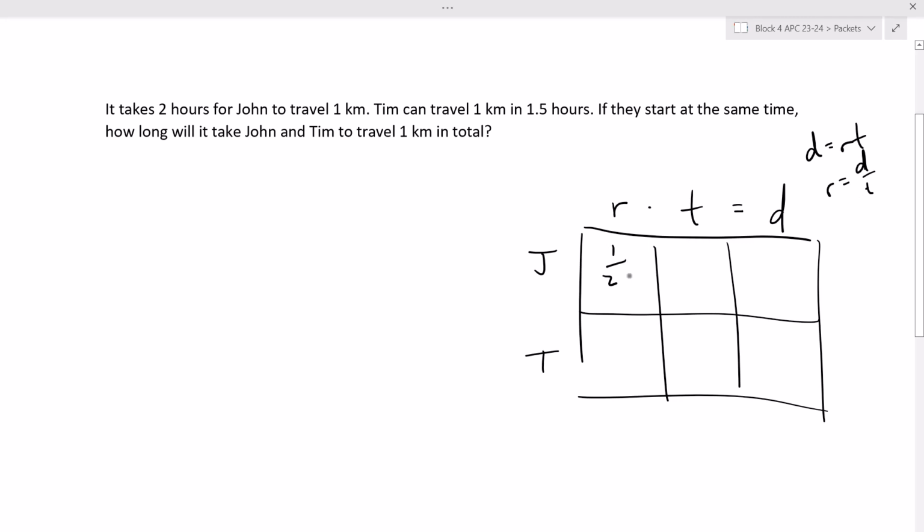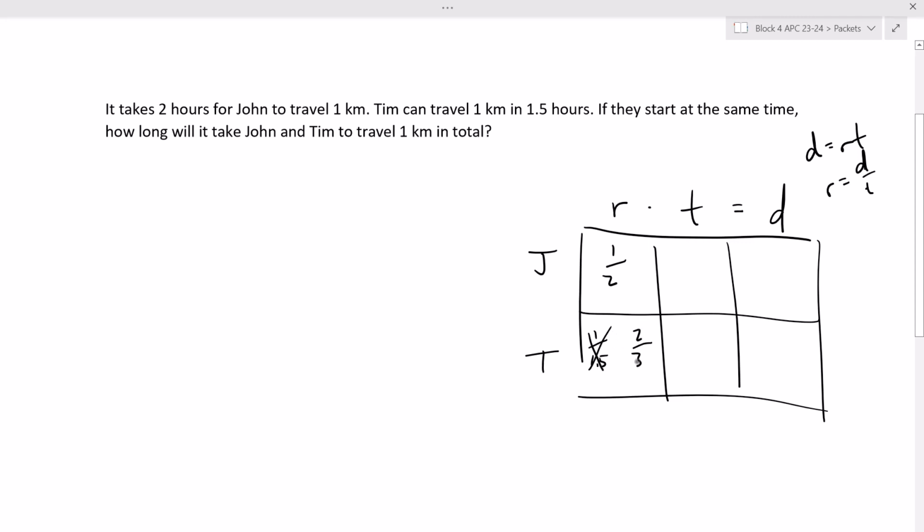How about for Tim? His rate is 1 over 1.5 kilometers per hour. But you would never leave a fraction like that, would you? 2/3 instead. 2/3.